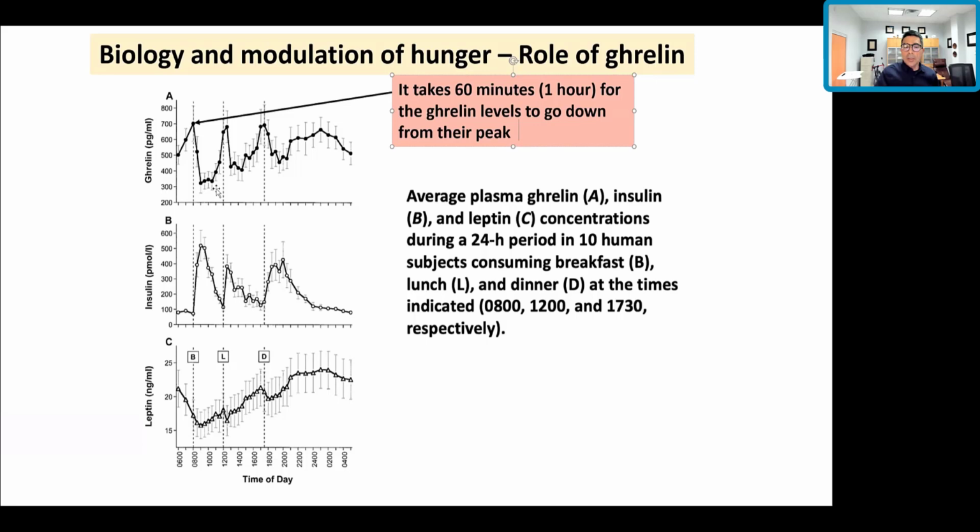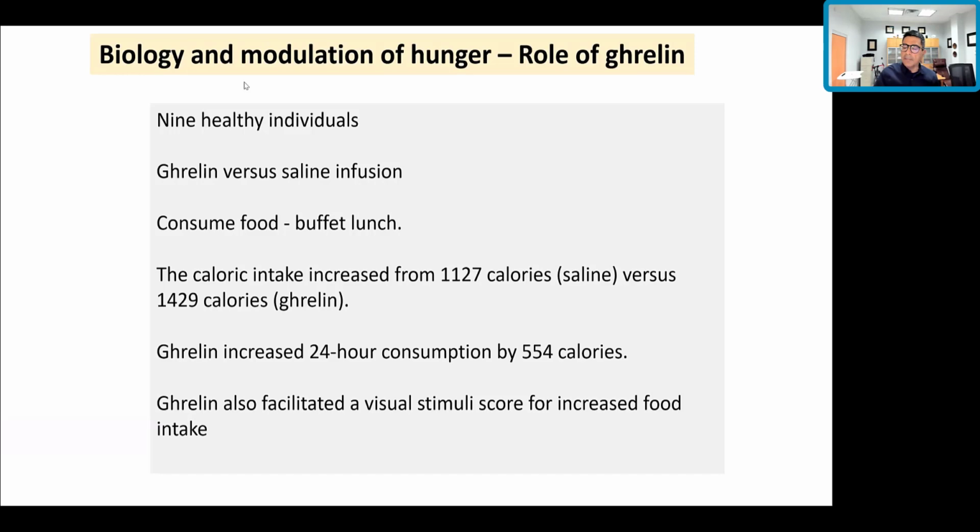So the group took to try to figure out how powerful is ghrelin in making us eat. So they took 9 healthy individuals, they gave them ghrelin intravenously, and also at another time, they gave them saline to see how much food they would eat when ghrelin was given and how much they would eat when saline was given. And these individuals were taken to a buffet lunch, and they found that they ate substantially more calories when they were given ghrelin.